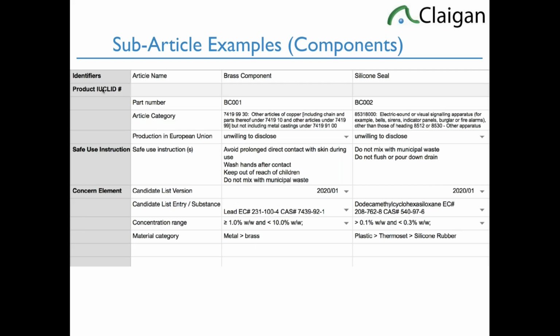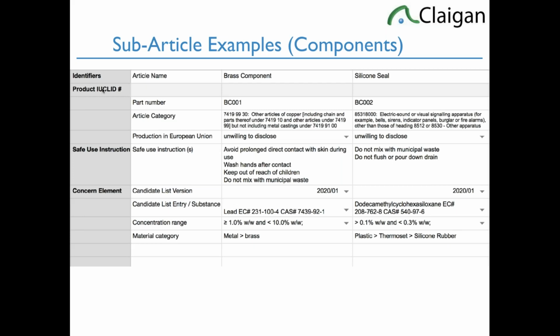Okay, so after the safe use instructions, which are things you have to decide upon, there's no set list. This is not a pull-down menu. This is free-form text. The next one is a pull-down menu, the candidate list version. It's the most recent SVHC list you reviewed to. And by January 5th, 2021, you will have to have reviewed the 2020 January list, the current one, the one today. So you have to be up to date at least by when you do the submissions for next January.